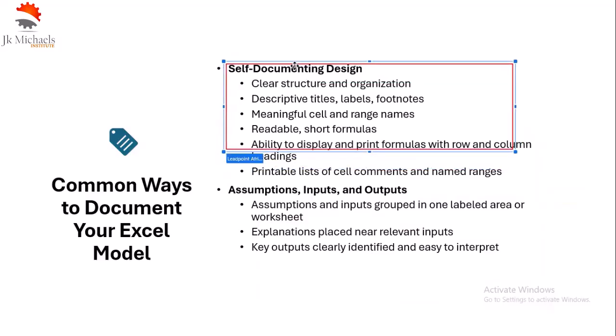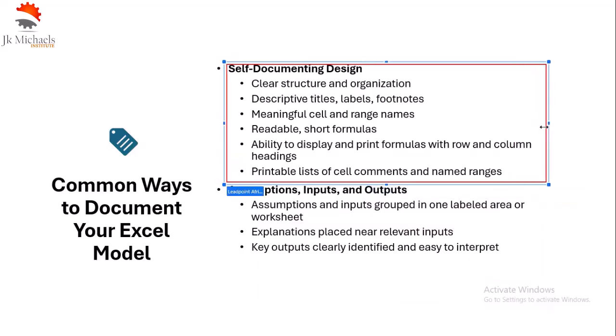Self-documenting design, right? You want to have clear structure and organization, right? You want to have well-described titles, labels, footnotes if necessary. You want to have cell ranges and named ranges. You want to have short readable formulas. You want to be able to display and print formulas with row and column headings, right? And then you want to have a printable list of cell comments and name ranges.